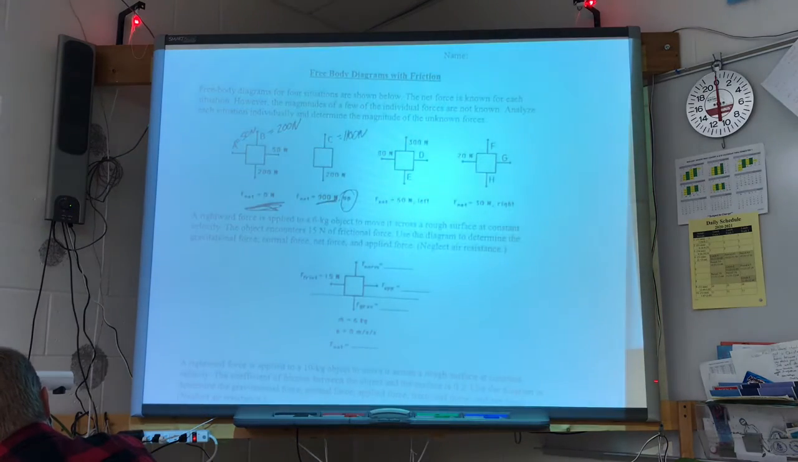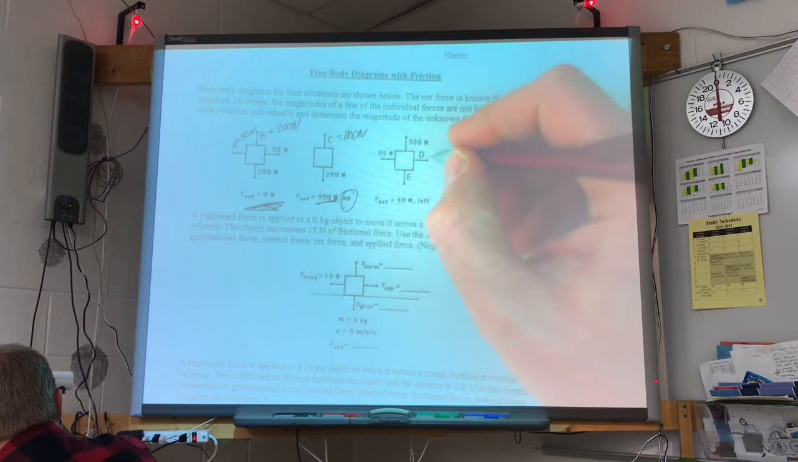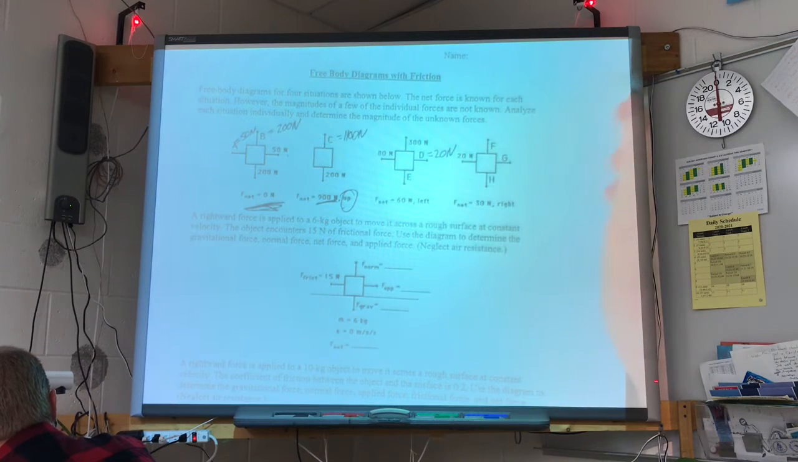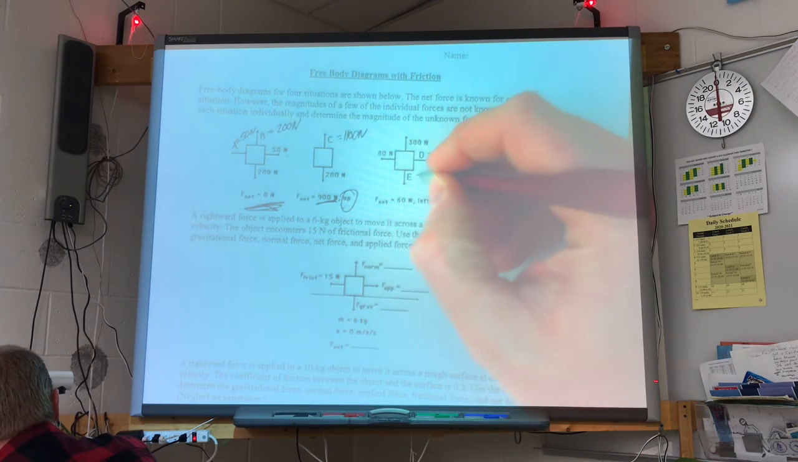What about the next one? 60 newtons left is my net force. Are my forces in the X direction balanced or unbalanced? Unbalanced. So how much bigger is my left than my right? 60. Therefore D is 20. What about in the Y direction? Balanced or unbalanced? Balanced. So therefore E is 300.